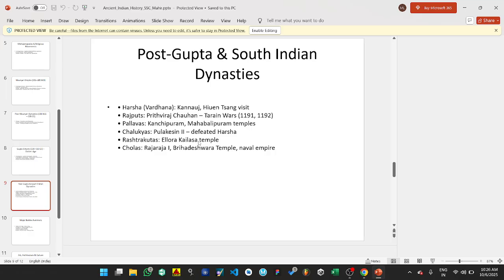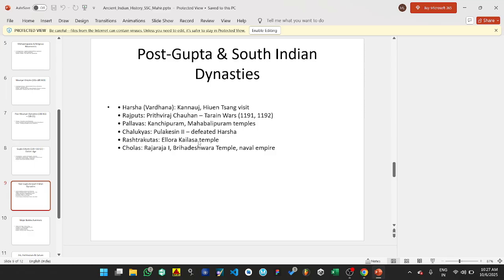Post-Gupta and South Indian dynasties. After the Guptas declined, Harsha ruled from Kannauj. He united North India and welcomed the Chinese traveler Xuanzang. Then came the Rajput kingdoms, brave but divided. Prithviraj Chauhan defeated Muhammad Ghori in 1191 but lost in 1192, marking the end of ancient India.